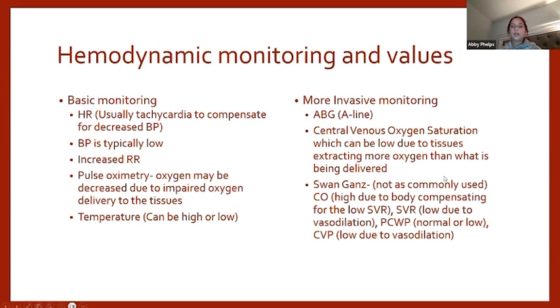Central venous oxygen saturation can typically be low due to tissues extracting more oxygen than what is being delivered. A Swan-Ganz, as I said earlier, is not as commonly used anymore, but the cardiac output can be high due to the body compensating for the low systemic vascular resistance. The systemic vascular resistance can be low due to vasodilation, their pulmonary capillary wedge pressure can be either normal or low, and their CVP can be low due to vasodilation.